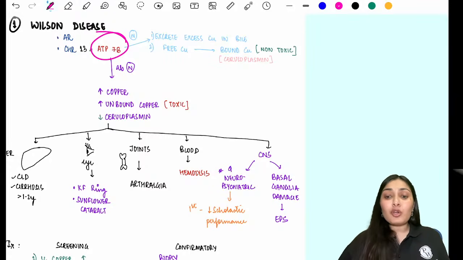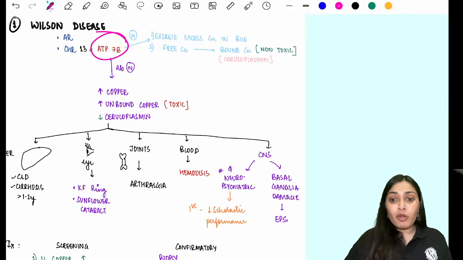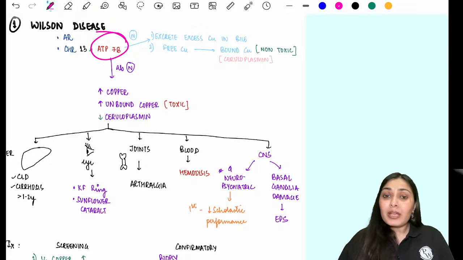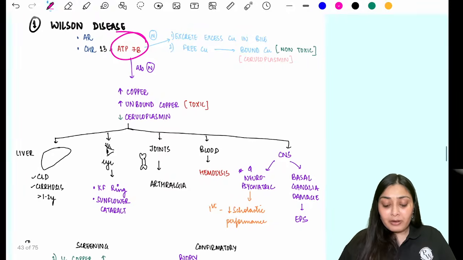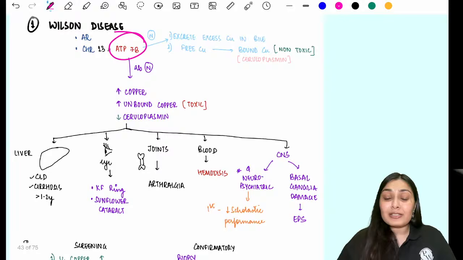And also it incorporates the toxic free copper in my body into its bound form, that is ceruloplasmin, so that it becomes non-toxic. So when there is some mutation in the ATP7B gene, what will happen? Now my body cannot excrete excess copper, so I will have increased unbound toxic copper, and ceruloplasmin levels will be low. This increased copper will affect different organs. It can affect my liver, leading to chronic liver disease and cirrhosis after an age of 1 or 2 years.